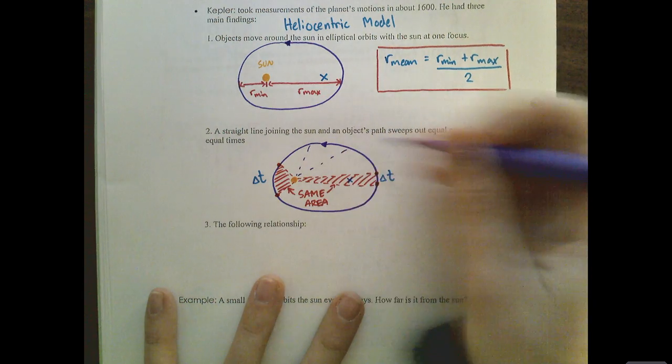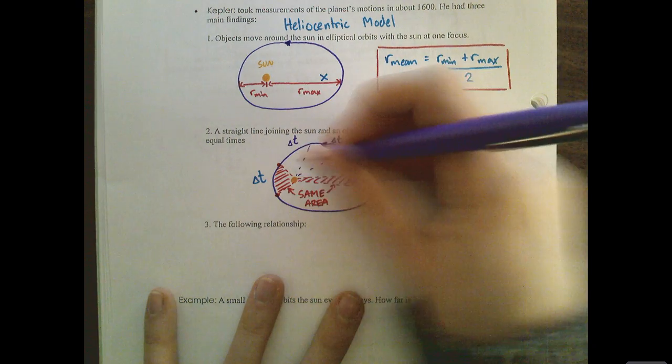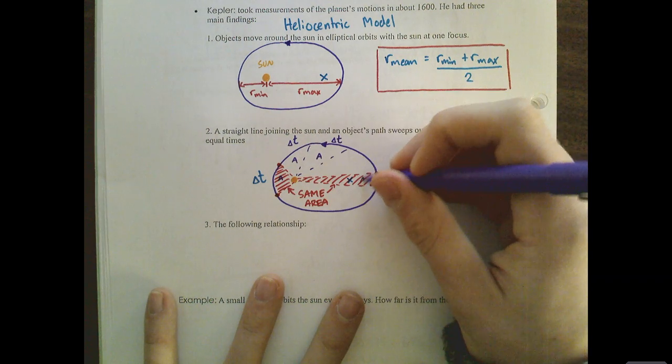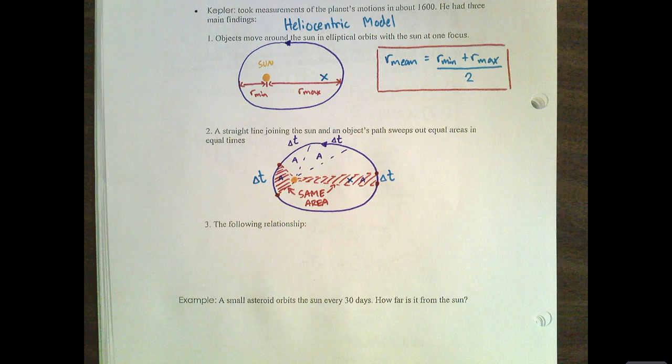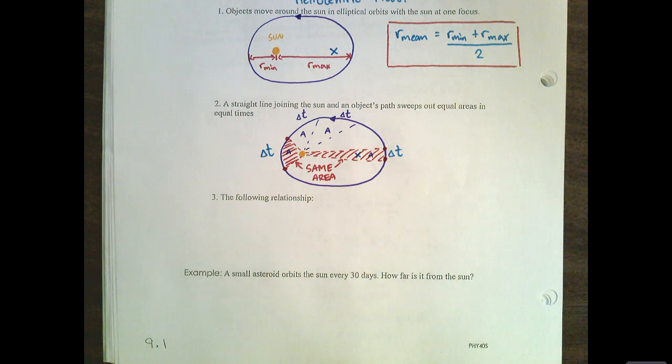So if I had here, this could be the same size, maybe this is the same size. As long as the area is all the same, then the time will be the same too. That was the second thing that he discovered. Now, the third thing that he discovered was just a relationship.